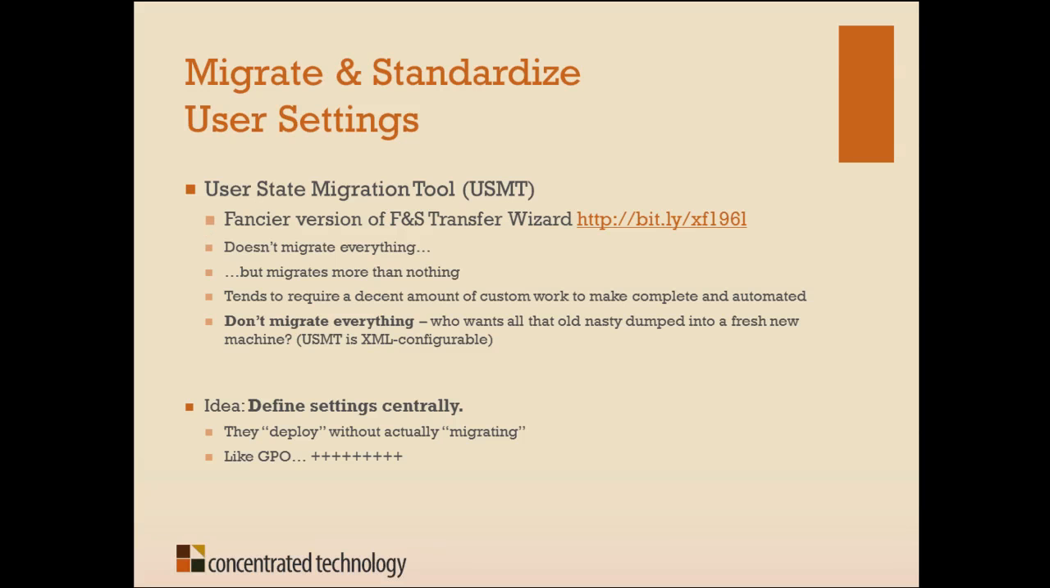And so one of the tools Microsoft gives you to bring that stuff over is the USMT, User State Migration Tool. It's a command line tool. It's really the same technology as the File and Settings Transfer Wizard that you can get to from within Windows just as an end user, but it's a little fancier. It definitely has a lot more in the way of automation, at least. It does not migrate everything. So you're going to have to do some testing to figure out what it misses, but it does migrate more than nothing. So it is a resource.